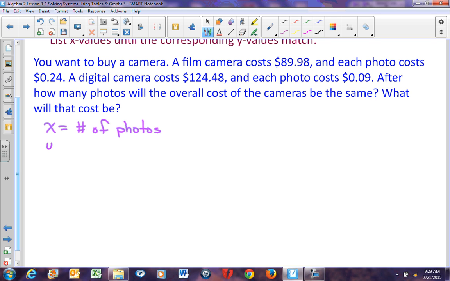And y is going to be my total cost. And then we're going to have a cost for the digital camera, and we're going to have a cost for the film camera. So for the film camera, my total cost will be the price of the camera, which was $89.98, plus it costs 24 cents per photo, 0.24 times x. So my total cost is going to be the cost of the camera plus the cost of each photo.